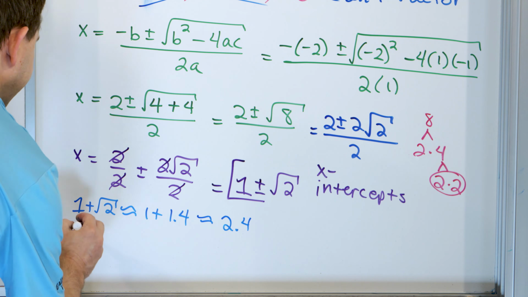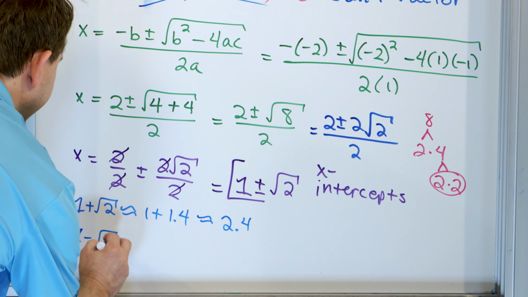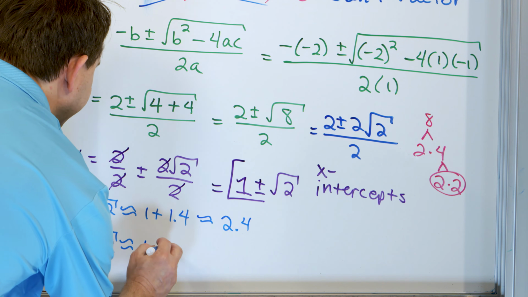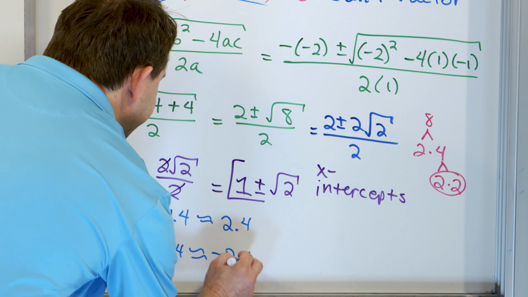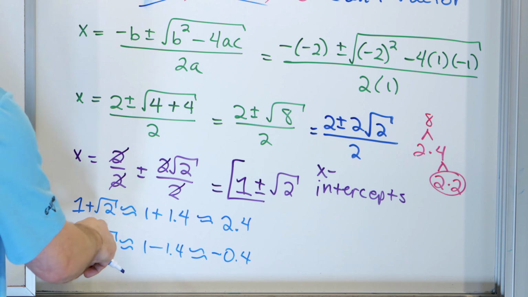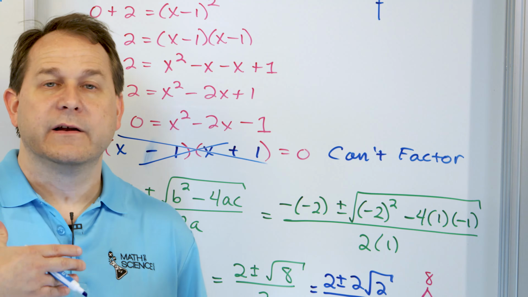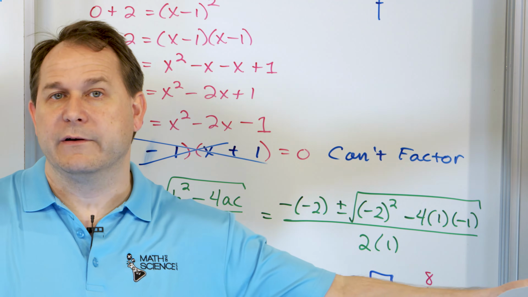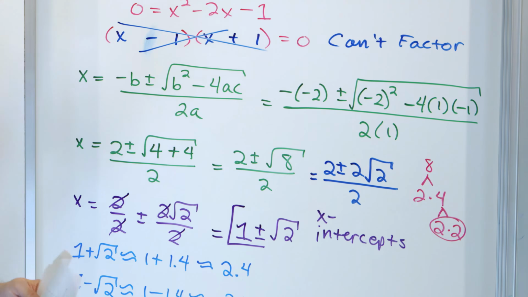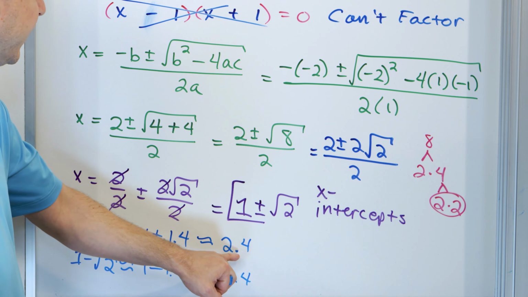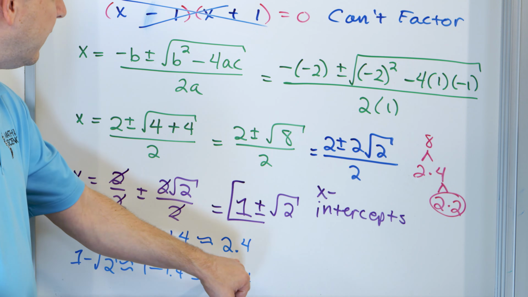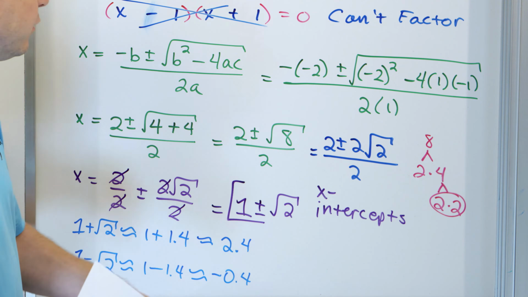All right, and then if I take the other one, 1 minus the square root of 2 is approximately equal to 1 minus 1.4, which is approximately equal to negative 0.4. These decimals are not exact because the square root of 2 is an infinite non-repeating decimal. It goes on forever. It's irrational. So the 1.4 is not exactly what this is. That's why I have the squiggly equal signs here. But basically it crosses somewhere around 2.4 and somewhere around negative 0.4.